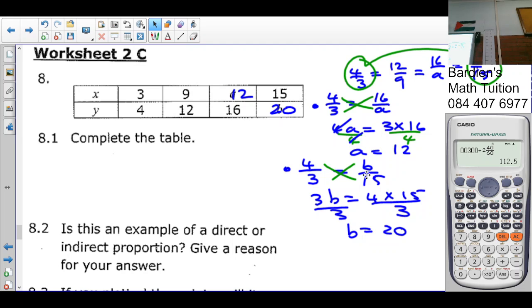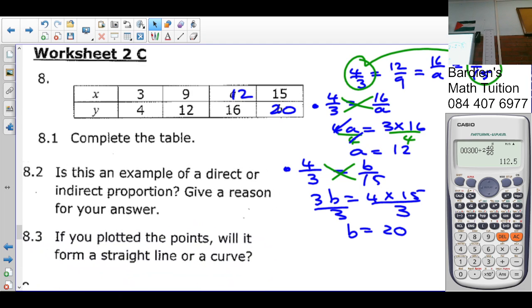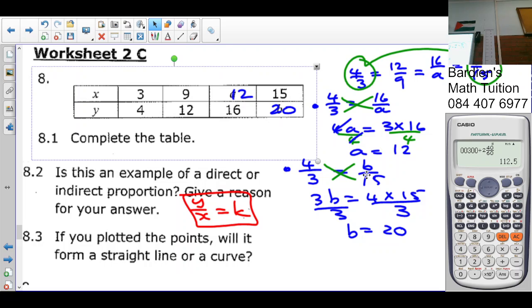You guys understand? Is this an example of direct or indirect proportion? Direct proportion. Why? Because y over x is equal to k. As you can see here, 4 over 3 was equal to 12 over 9, which is equal to 16 over 12, which is equal to 20 over 15. Which means to say y over x is a constant. K is a constant, in other words. Let us use k as that variable. And a constant is with the c.